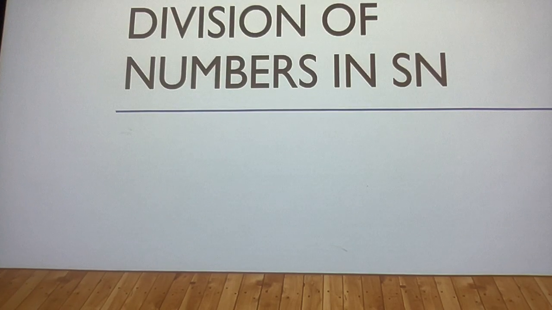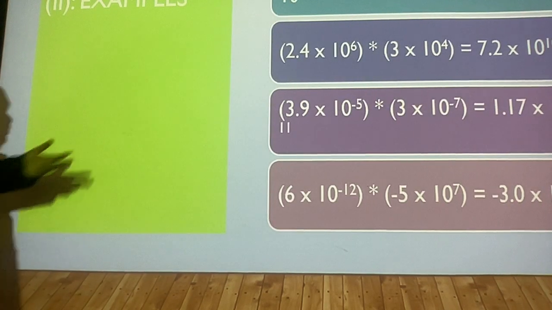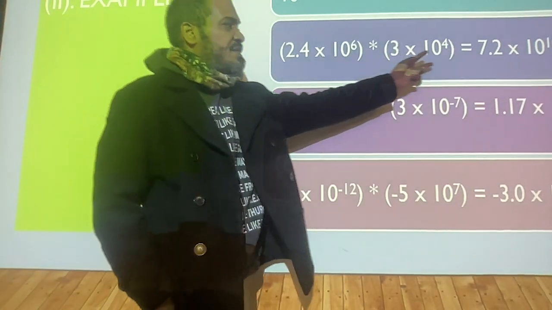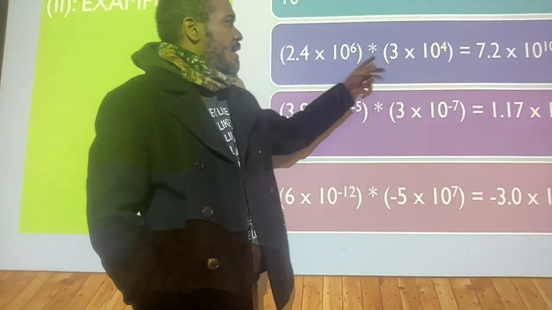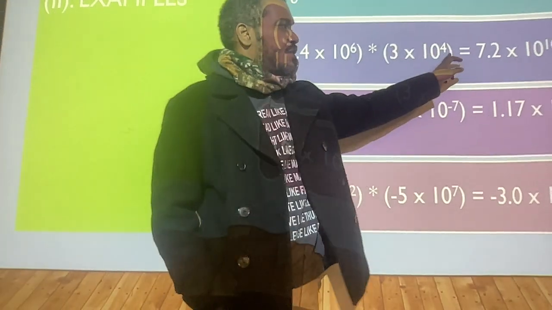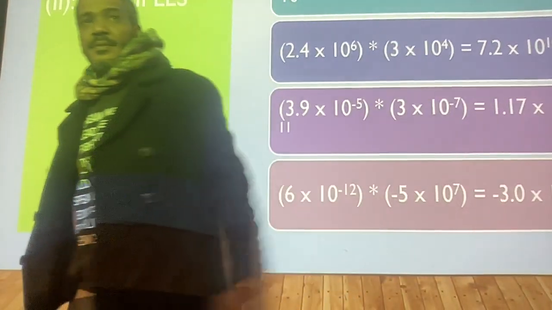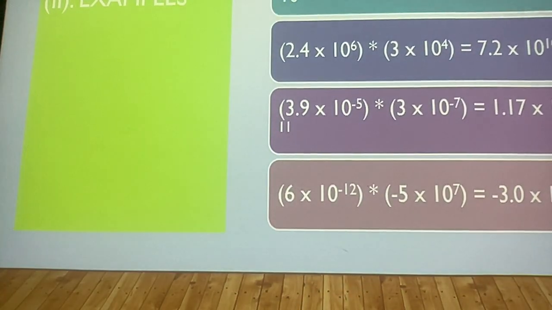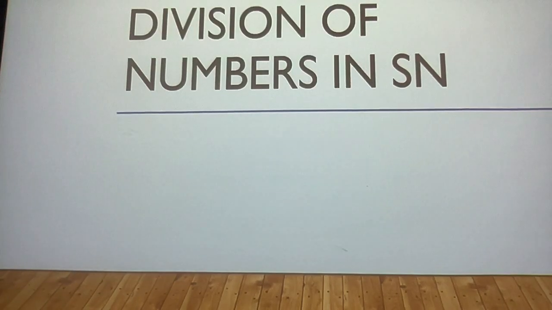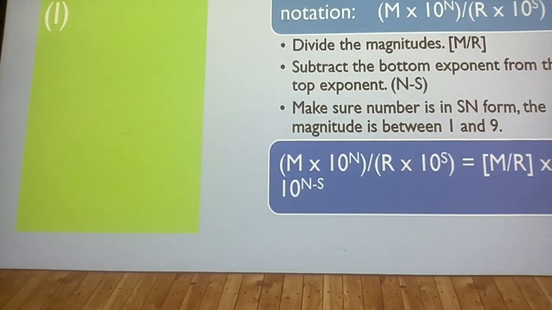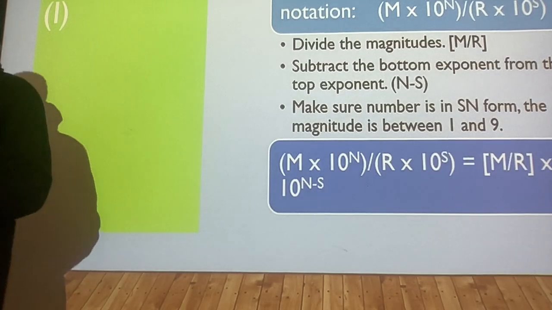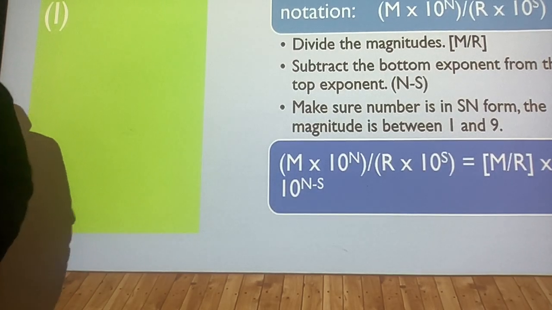Just to go back over it, we don't need to really go over it. Y'all have already said it. We multiplied 2.4 times 3, and then we added 6 plus 4 to get 10. Is that straightforward? Division. Division of two numbers in scientific notation.